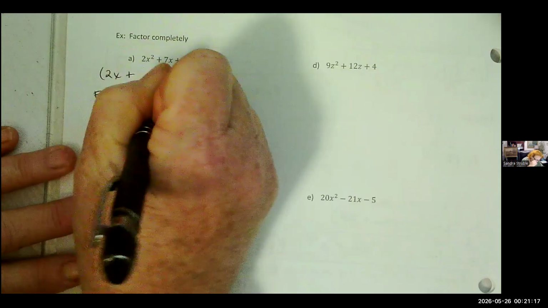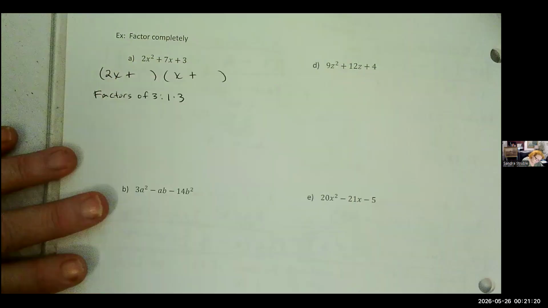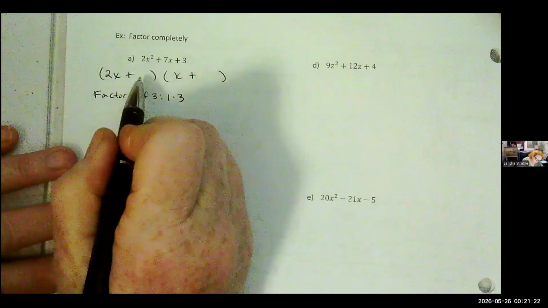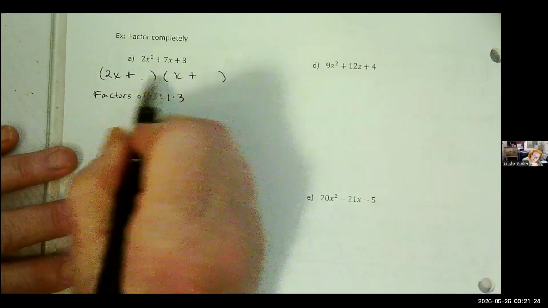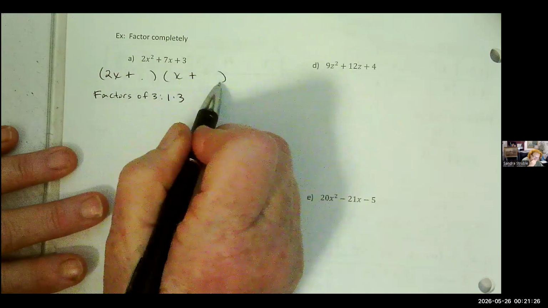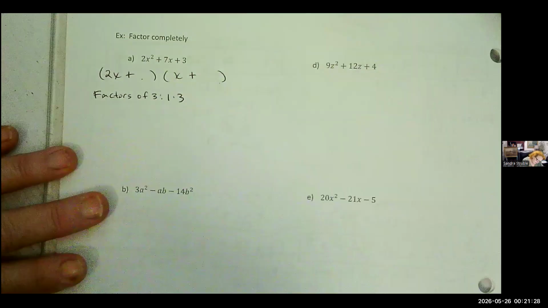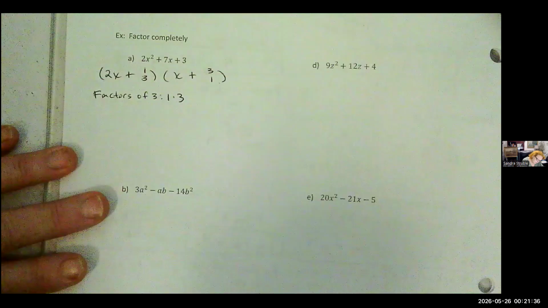However, I don't know whether to put the 1 here or the 3, where to put which one. So that's going to have to be a trial and error for me. So I'm going to try it with the 1. I'm going to try it with the 3 here. And I'm going to check my OI, using the 1 and the 3.